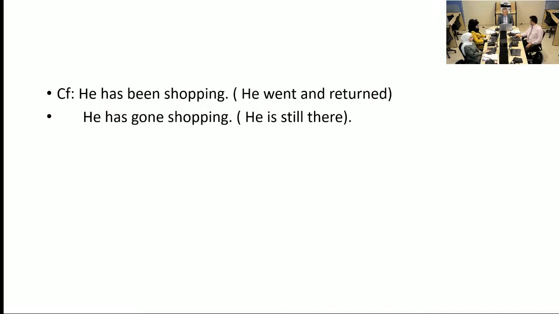In these two sentences, been means went and came back, returned. Gone means he's still there. So when we want to ask if you traveled to Egypt, and you are in Syria, I cannot ask you saying "have you gone to Egypt?" I need to say, "have you been to Egypt?" If I say my mom has been shopping, it means she went and came back. She's at home. She has gone shopping: she's not here now. Been and gone are verb 3 for the verb to be and for go.